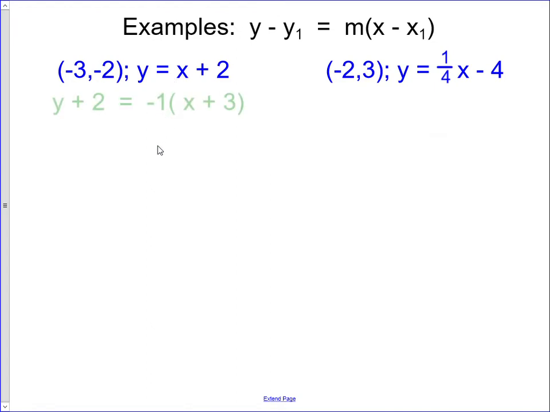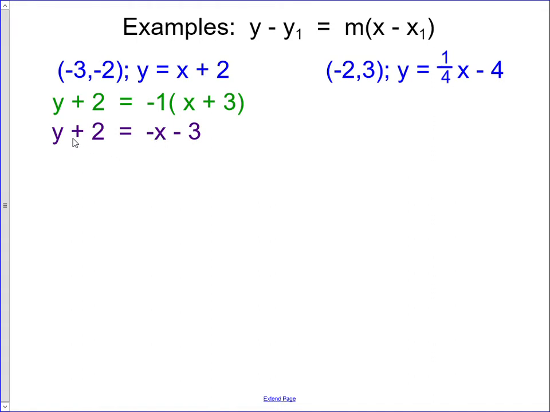So when we plug it in, we're going to have y + 2 = -1 (x + 3). We need to open these parentheses, so we're going to use the distributive property, and that gives us y + 2 = -x - 3.